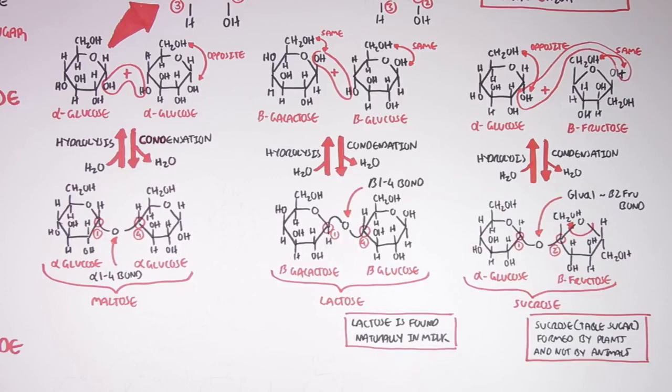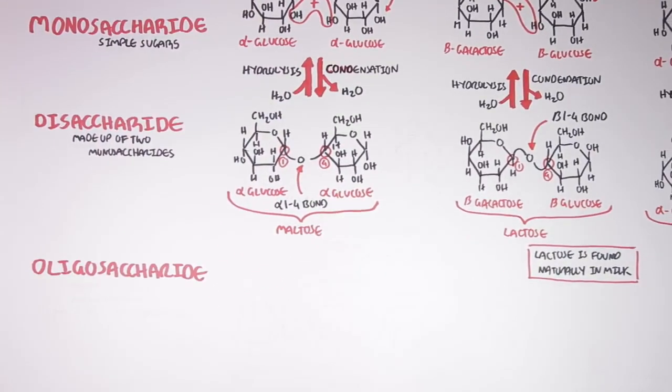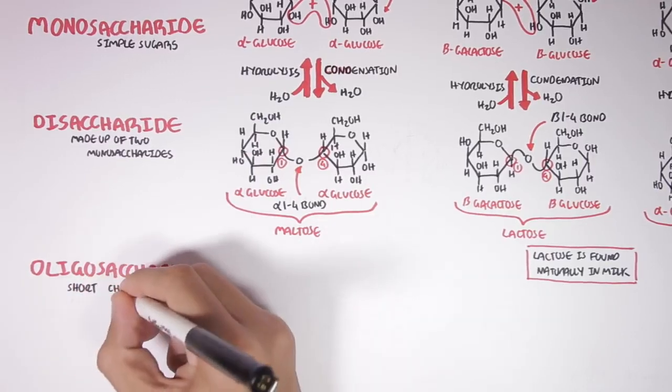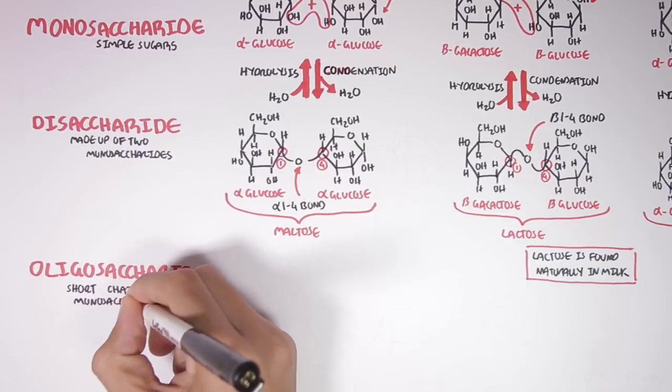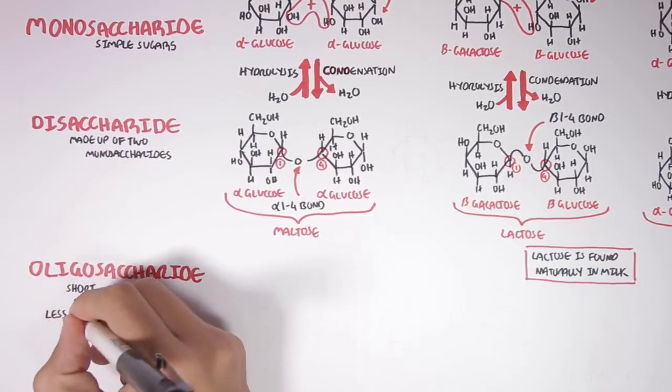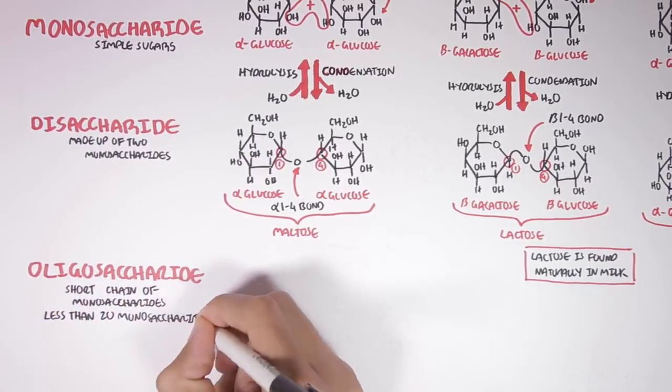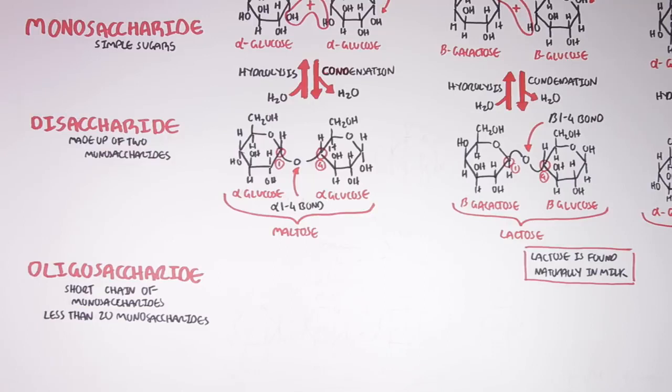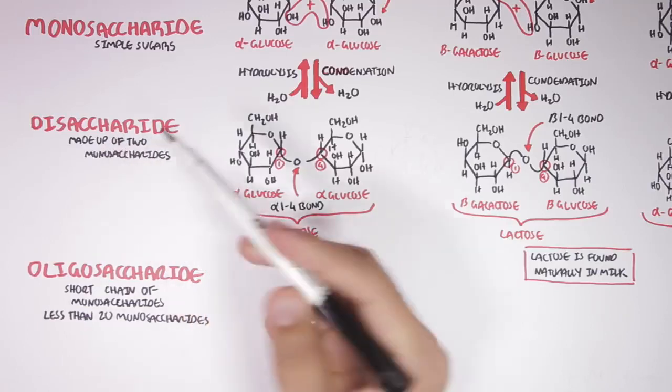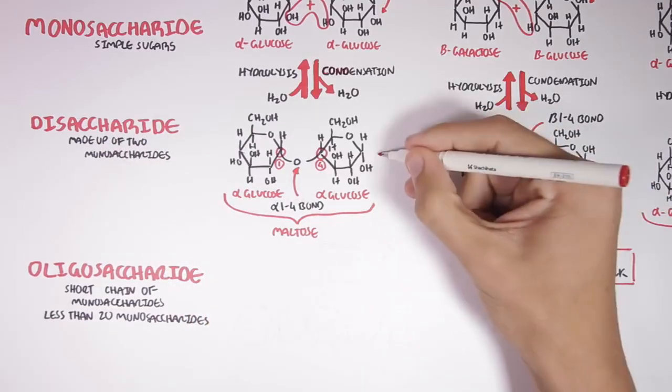Now let's look at oligosaccharides. Oligosaccharides basically consist of short chains of monosaccharides, typically less than 20 monosaccharides linked together. Actually, a disaccharide can be referred to as an oligosaccharide.